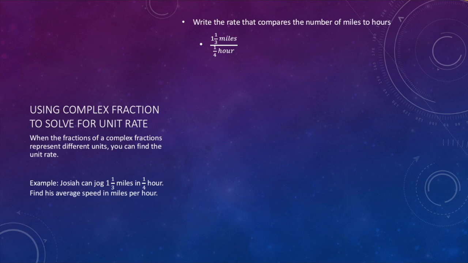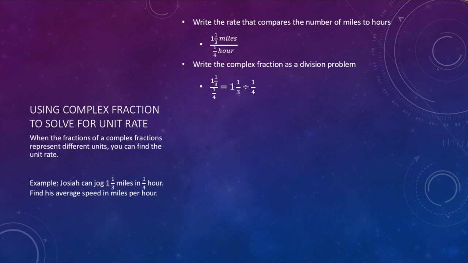So we've set up a rate there. Now we can make a unit rate out of it and find out what his average speed is. The first thing we have to do is get rid of the complex fraction. Rewrite it as a division problem: 1 1/3 divided by 1/4.